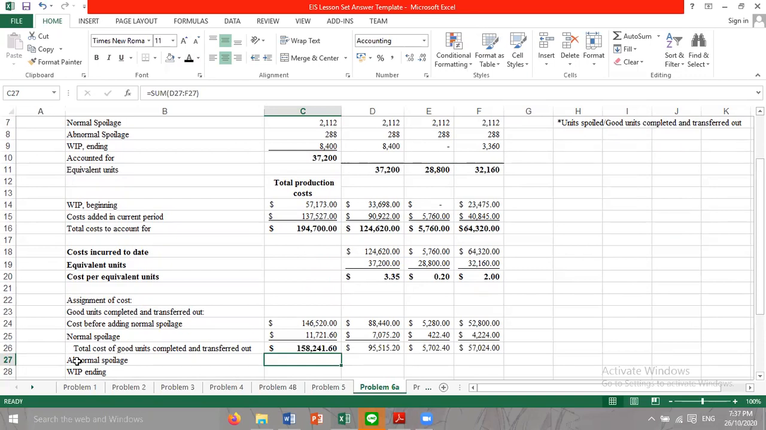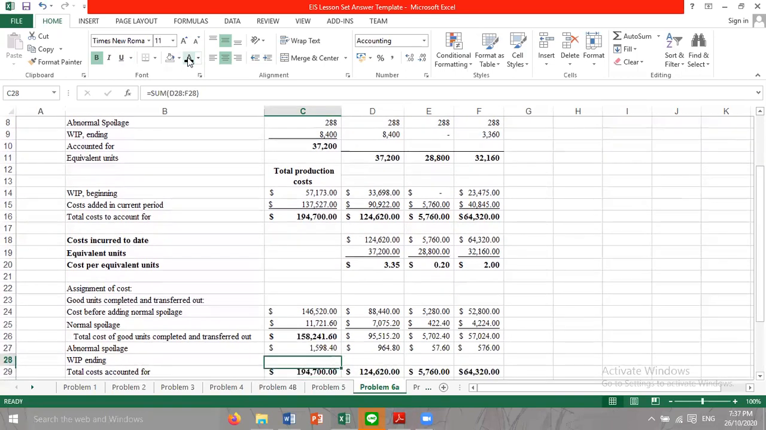And then since there's an abnormal spoilage, we will classify abnormal spoilage differently. In this case, we just allocate the cost to abnormal spoilage individually or distinctively. Once again, using the same approach, cost per equivalent unit multiplied by the equivalent units done in abnormal spoilage. 3.35 times 288. 964. Same thing here, 0.220 times 288. And 2 times 288. We sum them all up, we will allocate a total of $1,598.40 to abnormal spoilage.